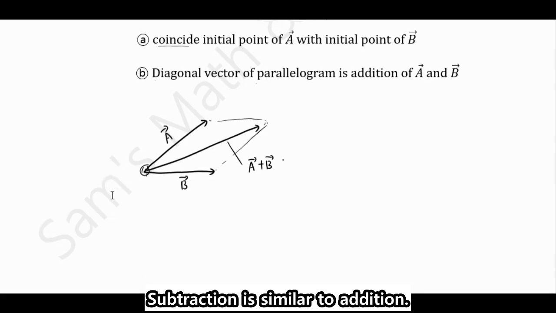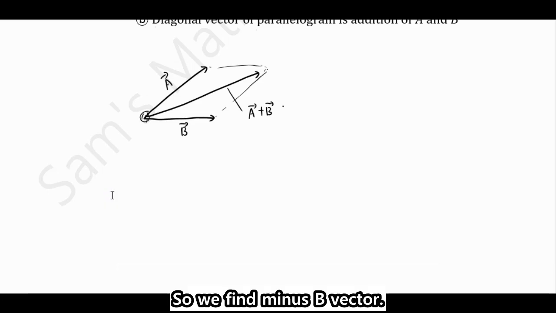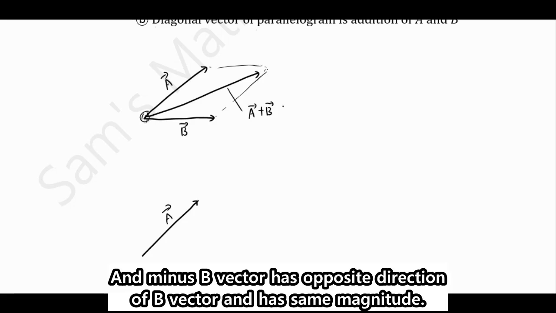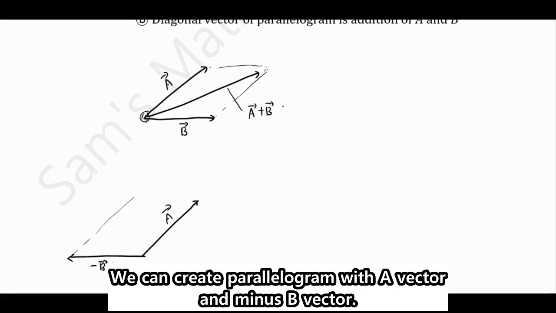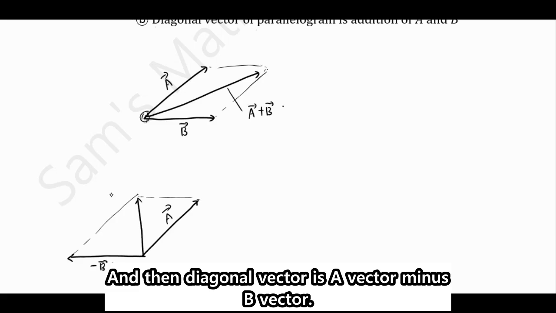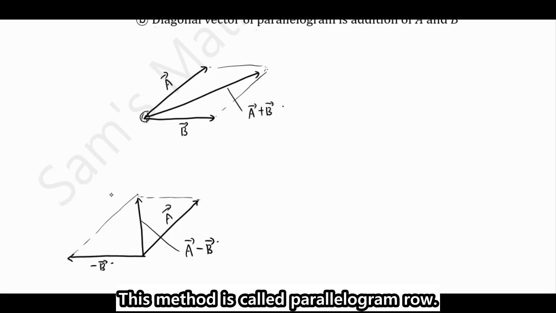Subtraction is similar to addition. A vector minus B vector is A vector plus minus B vector. So we find minus B vector. We have A vector. And minus B vector has the opposite direction of B vector and has the same magnitude. This is minus B vector. We can create a parallelogram with A vector and minus B vector. And then the diagonal vector is A vector minus B vector. This method is called parallelogram law.